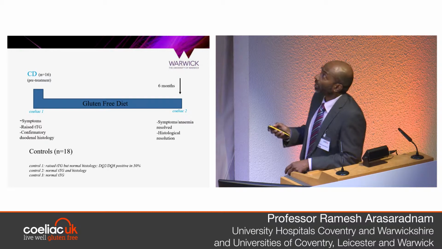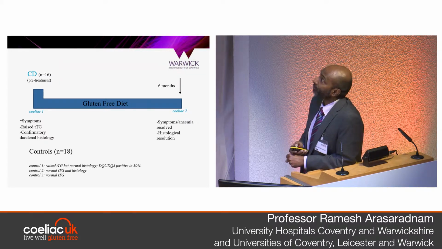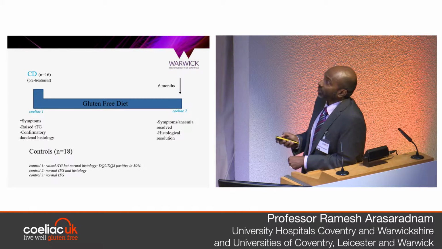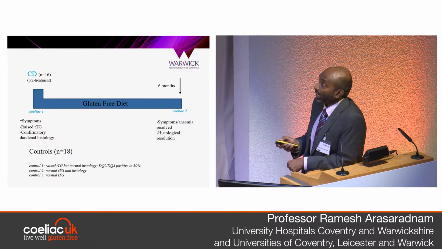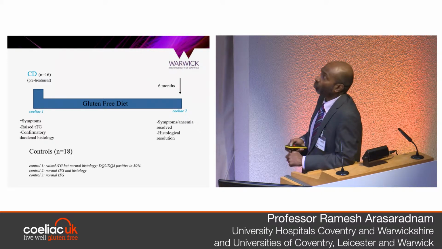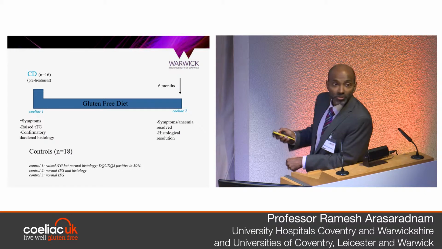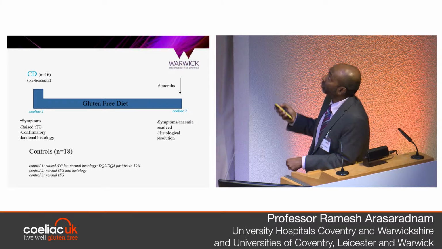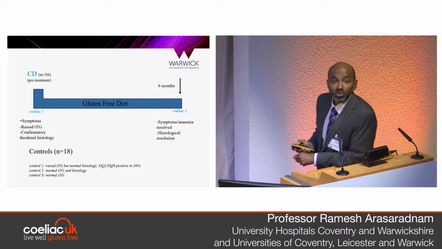So in essence, we took a group of 16 newly diagnosed celiac disease patients, and they had a myriad of symptoms. They all had a raised IgA and IgG tissue transglutaminase and had a confirmatory duodenal histology, which ranged from Marsh grade 1 to 3A. We then followed them up for 6 months once they introduced a gluten-free diet. And at this time point, we sampled again. And this time we recorded that all the patients had symptom resolution.